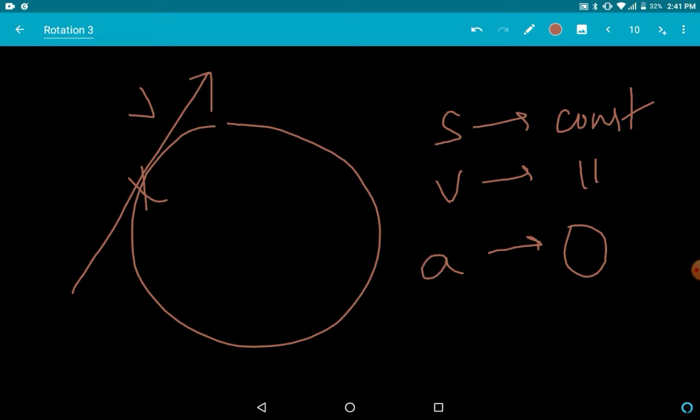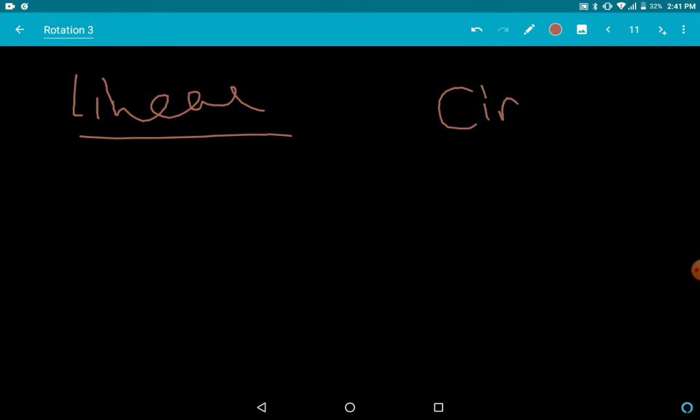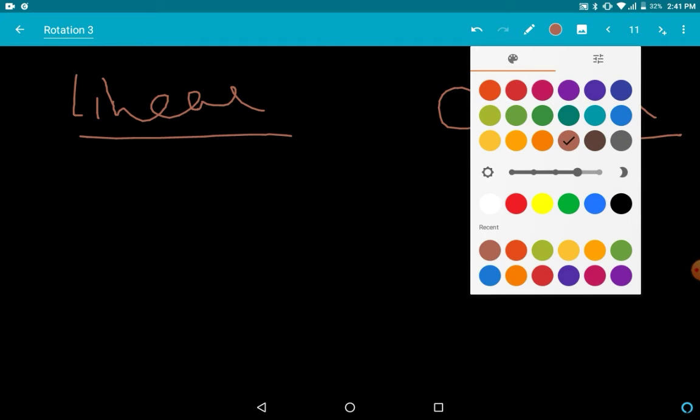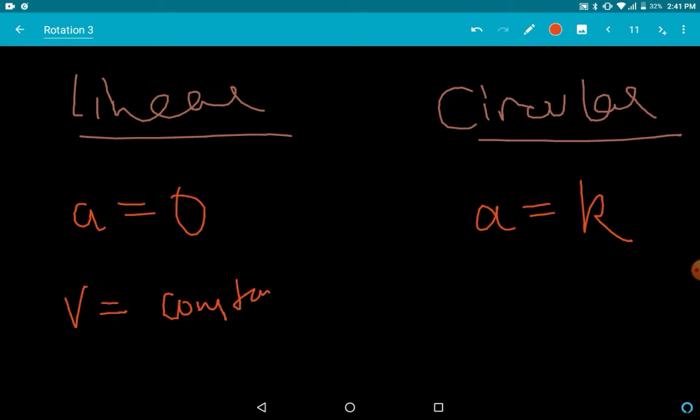So we can see uniform linear motion and circular motion, both are uniform. Okay, in this case, acceleration is 0. Here acceleration is some value k, which we are going to learn later, and this velocity is constant. And here velocity changes. Why does it change? Because it changes its direction.